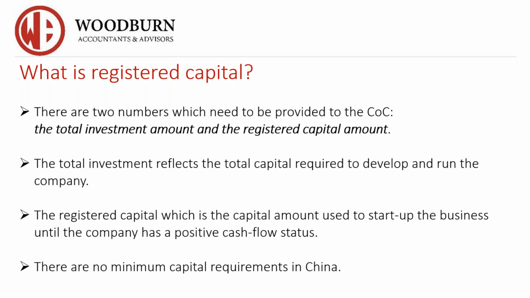Registered capital is the actual working capital that will be injected into the bank account in China, will be used to pay off all of your expenses until you have a positive cash flow status. Total investment is a ratio number against the registered capital amount. So if you have a registered capital of under 500,000 US dollar, it's a 7-to-10 ratio. So let's use the example, registered capital is 70,000 USD, the total investment would be 100,000 USD.